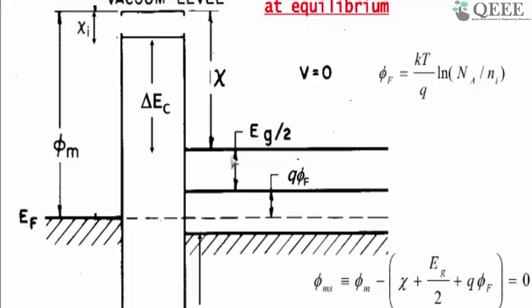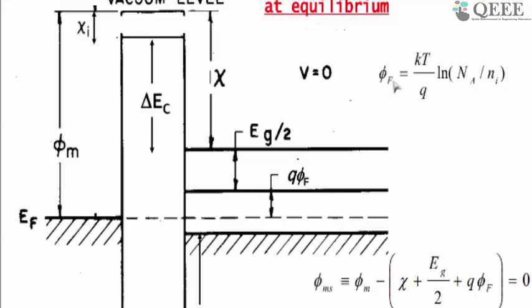Now if you calculate phi s, the semiconductor work function, you add the electron affinity, plus half of the band gap, plus this distance. This distance depends upon the relative position of the Fermi level with respect to the mid gap. So that depends upon the doping. If you increase the doping, it will move further away.